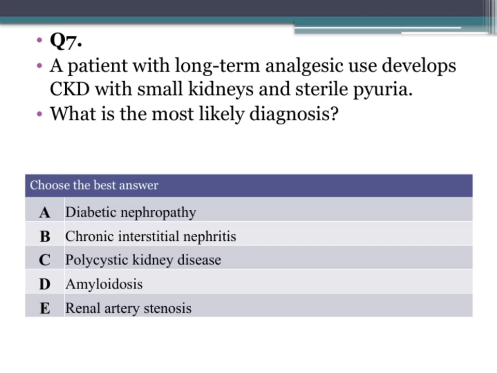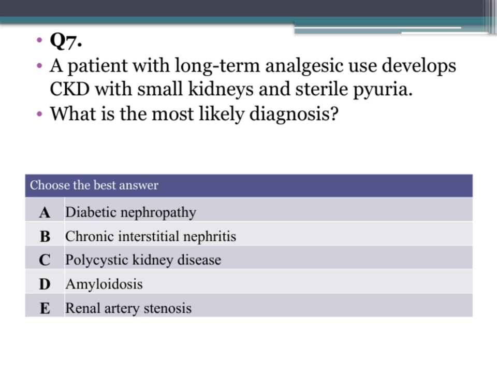All right, let's look at this case. We have a patient who has been using analgesics long-term and has developed chronic kidney disease, or CKD. The key features here are small kidneys and sterile pyuria, which means white blood cells in the urine without bacteria. Now, considering these details, the most likely diagnosis is analgesic nephropathy, which is best categorized under chronic interstitial nephritis. This condition results from prolonged use of painkillers, especially combinations that contain phenacetin, acetaminophen, or NSAIDs.